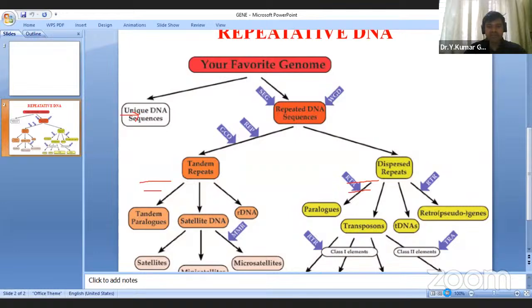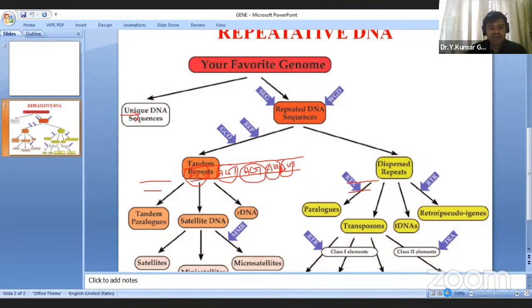First, the tandem repeats. In tandem repeats, the nucleotide sequence is formed one after another, repeatedly. For example, if you take a DNA strand, take any two nucleotides, adenine and guanine, repeatedly formed: adenine, guanine, adenine, guanine, adenine, guanine, adenine, guanine. Like this. This repeated form is called tandem. In tandem repeats the number of repetitions is the highest compared with dispersed repeats. The major one is tandem, also called satellites.